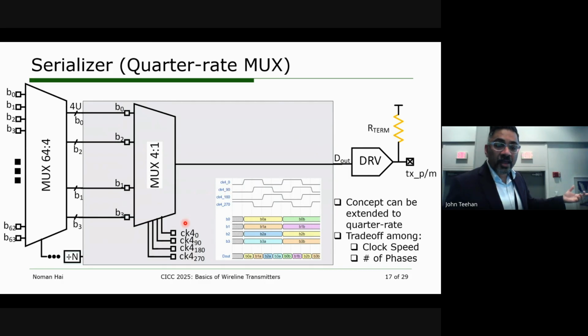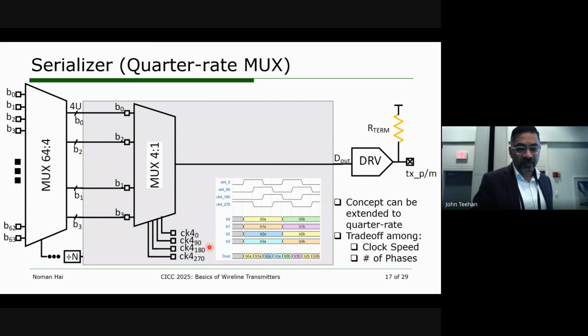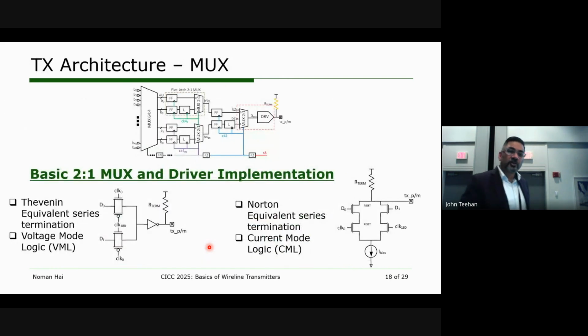The only drawback is that to mux 4-to-1 as the final mux, you need 4 phases there. And I call those phases phase 0, 90, 180, 270. They need to be combined in a fashion using some kind of logic such that we are able to select one of the data. This is the waveform. If I have time, I can go back into this at the end of the talk. So this is the mux architecture here. For the final mux, as we said, this is a 2-to-1 mux and the driver.